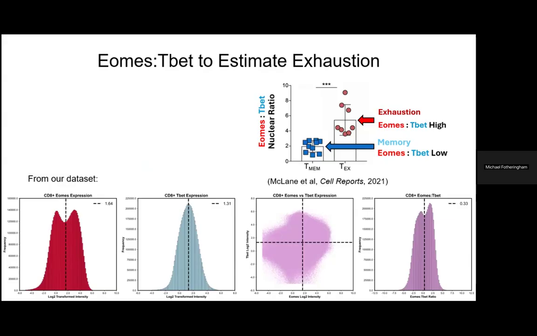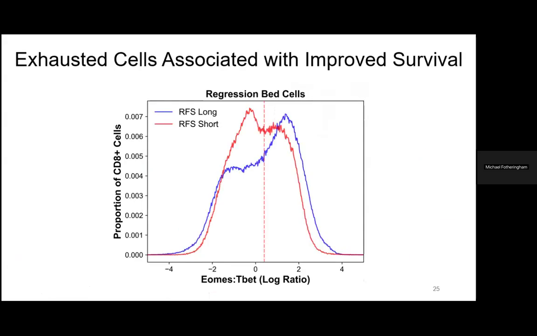And when I examined cells at the very extreme end of exhaustion, oh, I forgot about this one. So exhausted cells are associated with improved survival. When I look at the cells that are in patients that lived long without recurring, this is recurrence-free survival in the blue line. They lived long. In the red line, they did not live long. And you can see there are stark differences in the expression of the EOMs to TBET ratio in the two populations. So that tells me that something's going on.